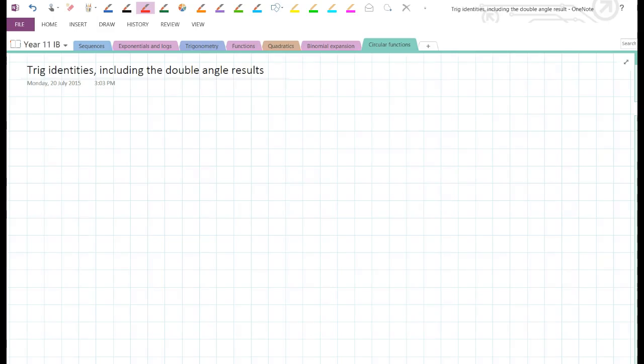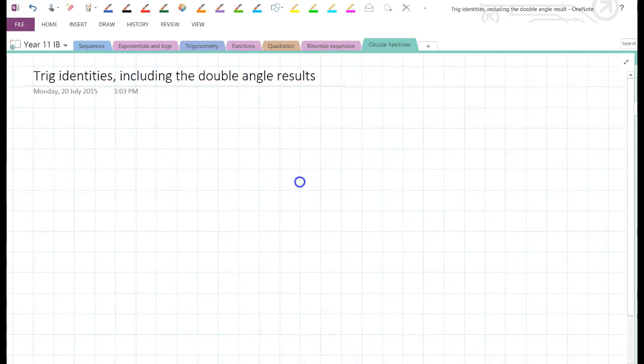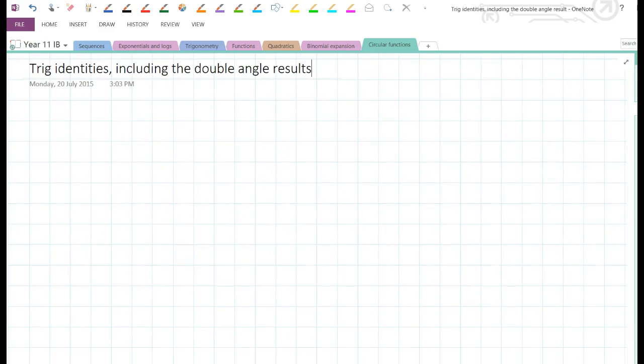Okay, in this screencast we're going to look at some trig identities as promised in the title, including the double angle results. Very exciting stuff. So this is really for the purists, for the diehards. We're getting into some serious theory here, and I know most of you, if not all of you, will absolutely lap it up and love it. So right, let's get started.